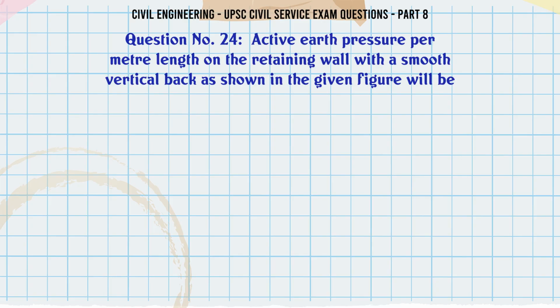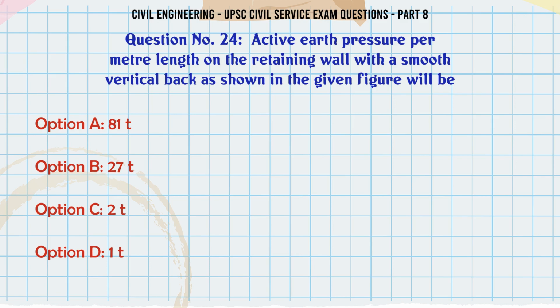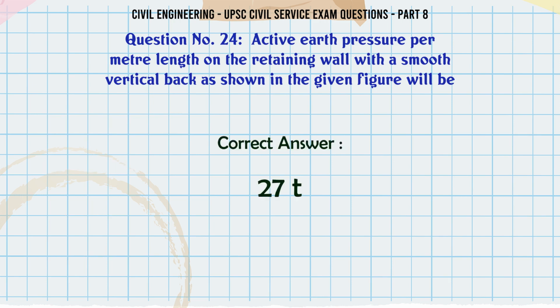Active earth pressure per meter length on the retaining wall with a smooth vertical back as shown in the given figure will be A: 81 T, B: 27 T, C: 2 T, D: 1 T. The correct answer is 27 T.